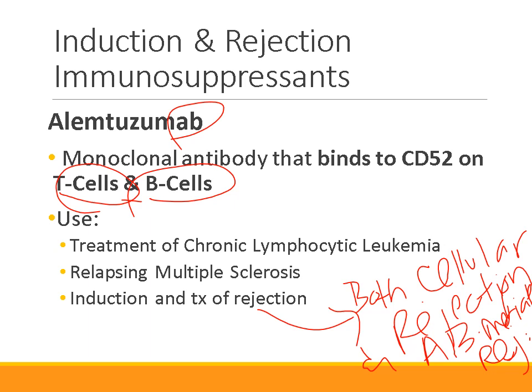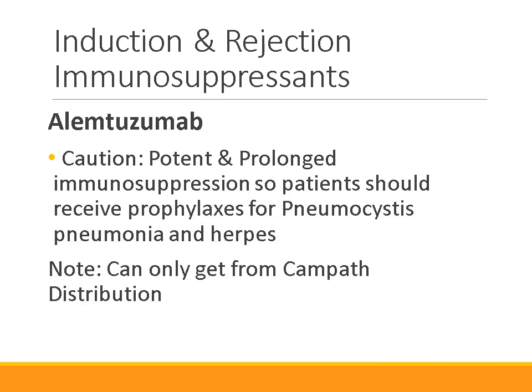Because again, it does affect both T cells and B cells. The other agents that we've talked about thus far are affecting T cells. Just a caution: alemtuzumab causes very potent and prolonged immunosuppression. Again, we have 6 months where we've depleted T cells and B cells, and T cell depression lasts even longer than that. And this is potent suppression.